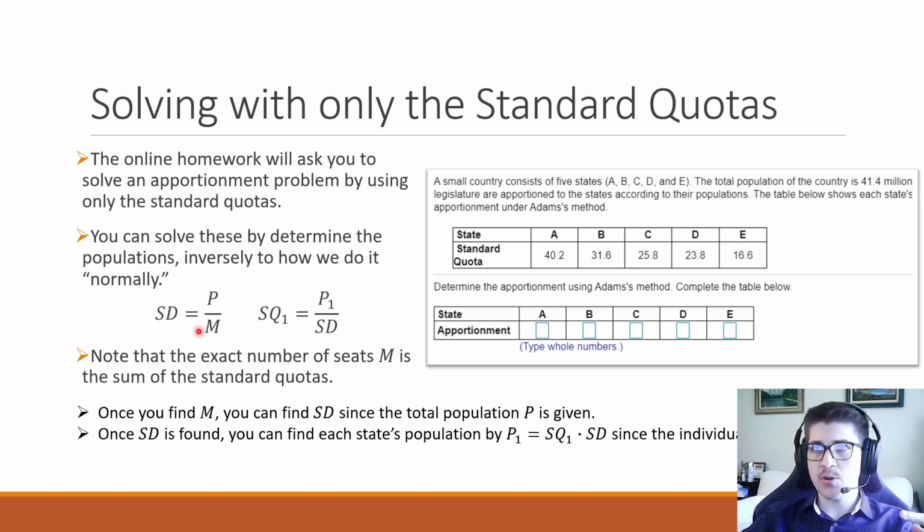And if we also know the standard divisor, or if we know the total population, like if you look at this question, it gives us P, the total population, and it gives us the standard quotas. Basically, we could use those standard quotas to reverse engineer the populations by first figuring out the standard divisor, by taking the total population divided by the sum of all those quotas. And once we have the standard divisor, you could multiply the standard divisor by each of the individual quotas to get those individual populations. That's a way to figure out these questions.